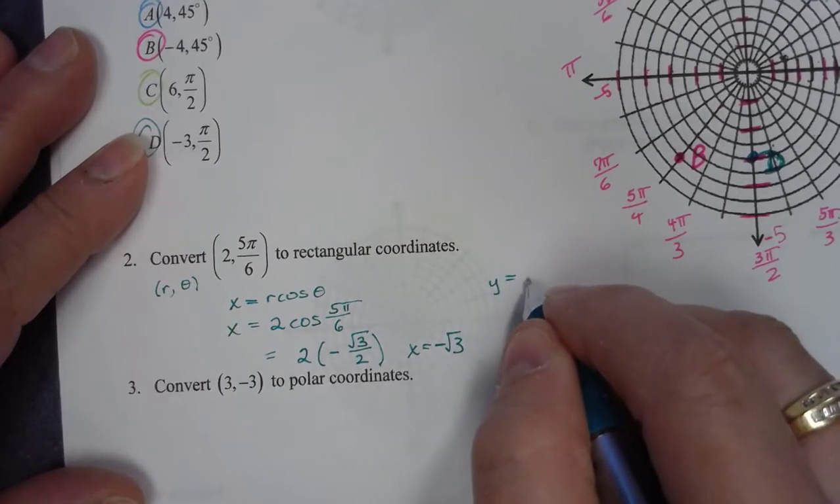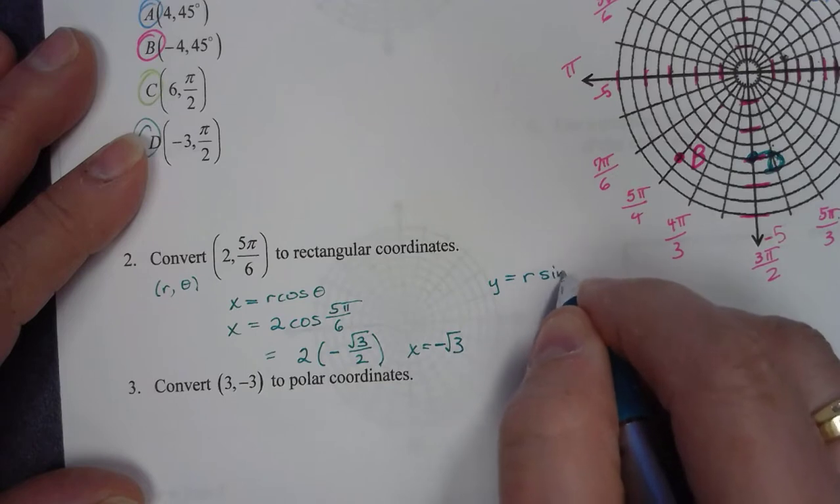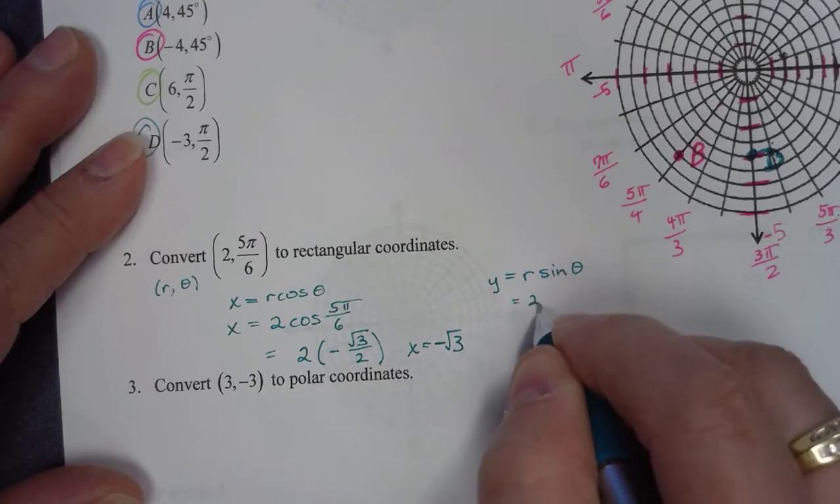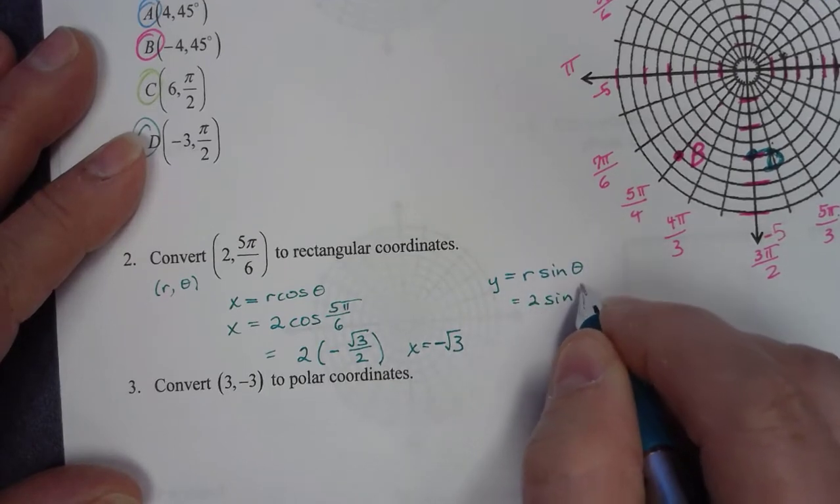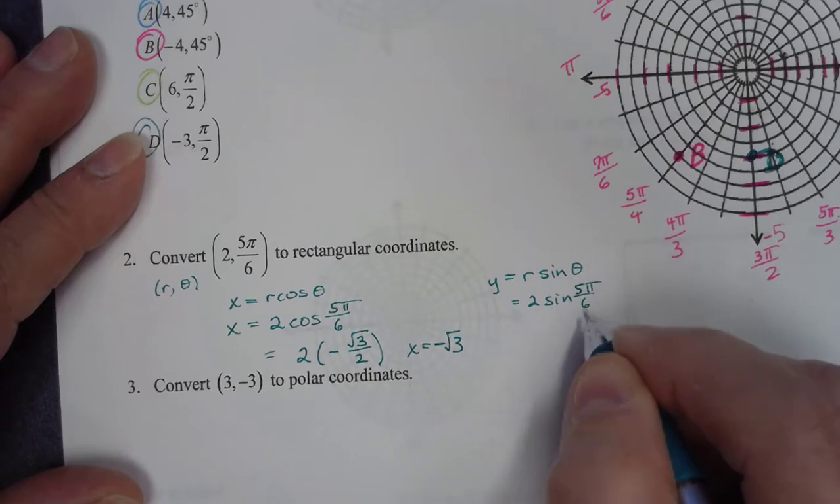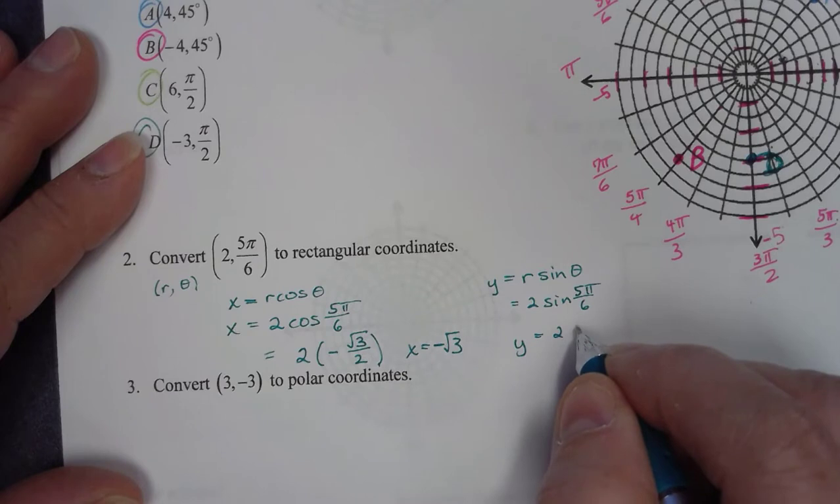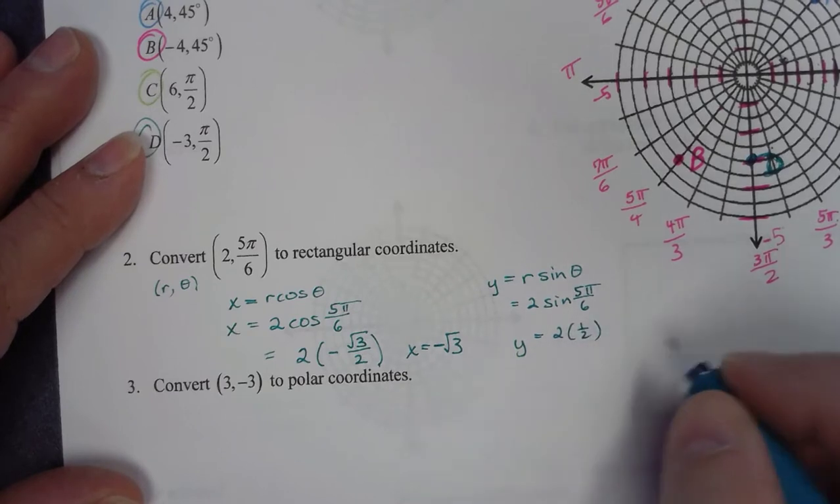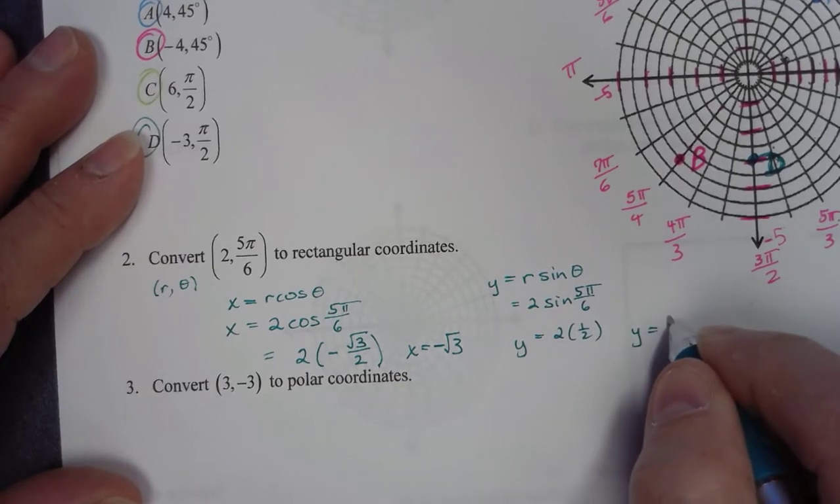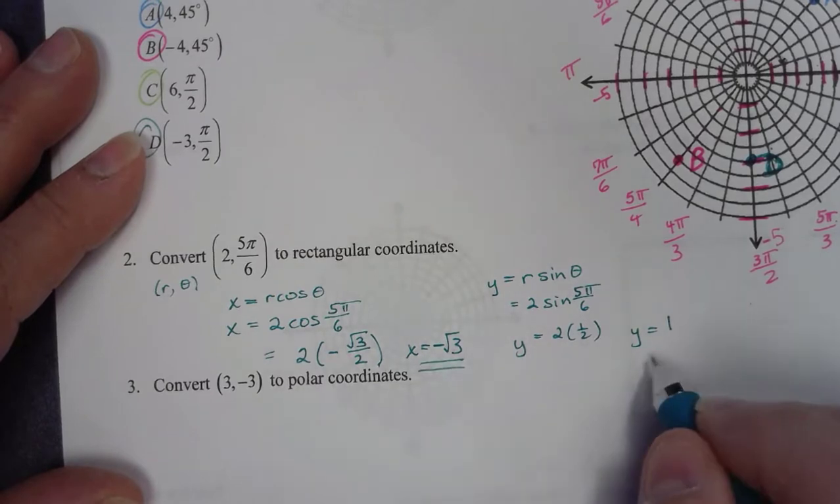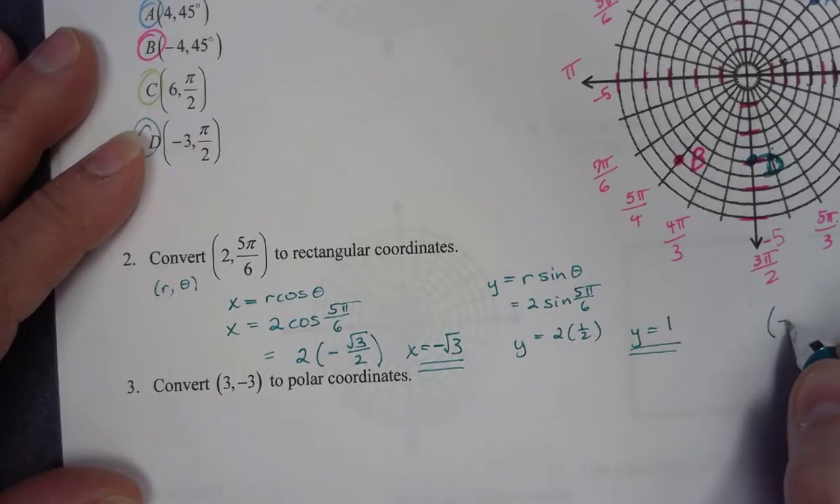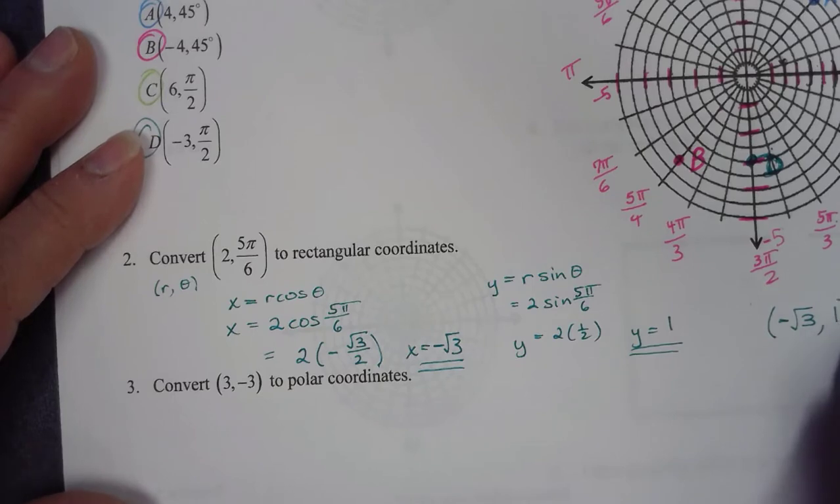Y is going to be r sine theta. So that's 2 times the sine of 5 pi over 6. So y is 2 times 1/2. So y is 1. Here's my x, here's my y, and my coordinate pair is negative square root of 3 and 1.